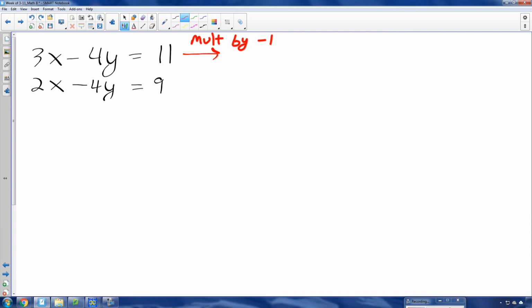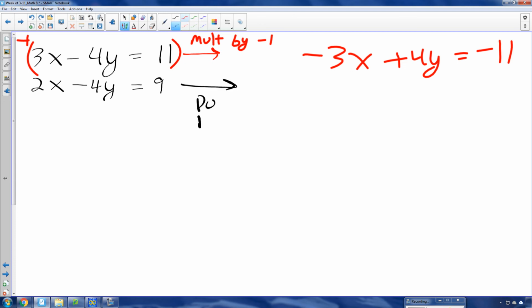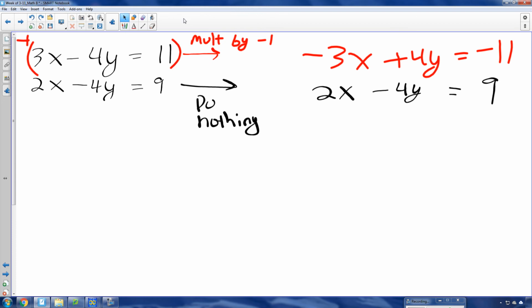That's a -1. That's -3x. That's positive 4y. That's -11. This guy, do nothing. That's 2x minus 4y equals 9. Okay? If you did it the regular way, it wouldn't really work because you'd get -8y when you add these. So when you add these, you'd get -8y, which is not eliminating. It's an elimination method. You want something to eliminate, okay?